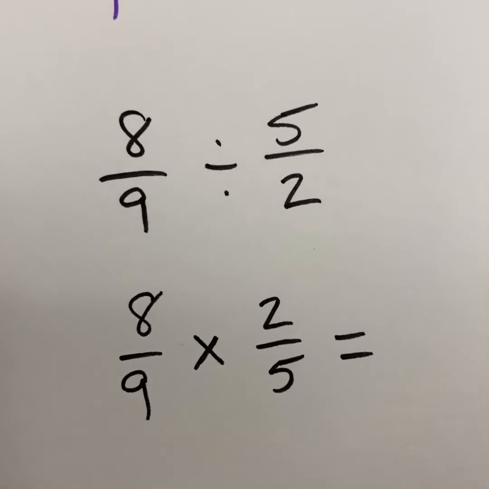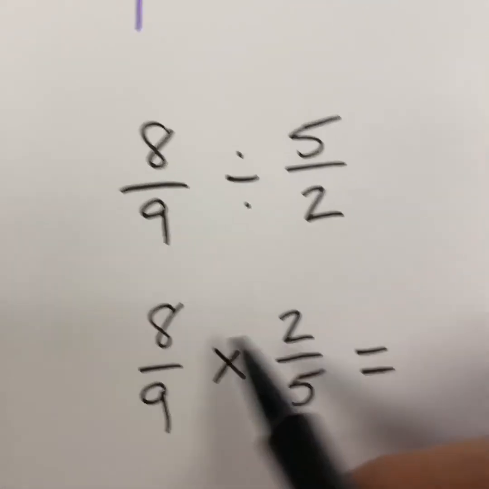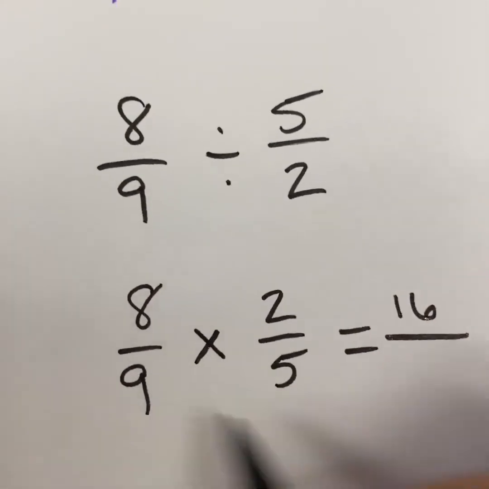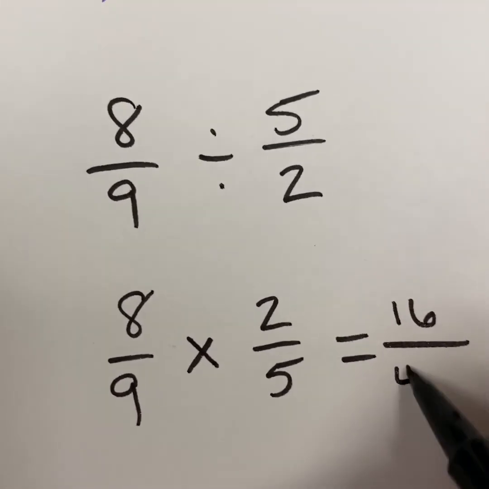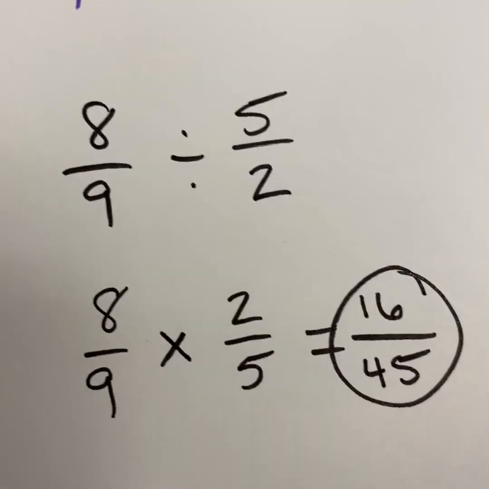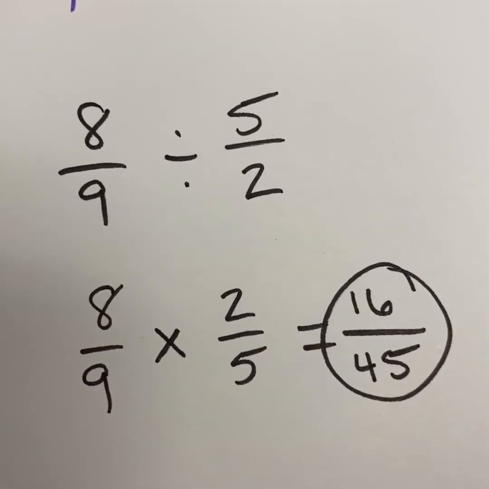Then we are going to do just fraction multiplication. 8 times 2, 16. 9 times 5, 45. My answer, 16/45. There you have it. That's how you find reciprocals, as well as how to use reciprocals to divide fractions.